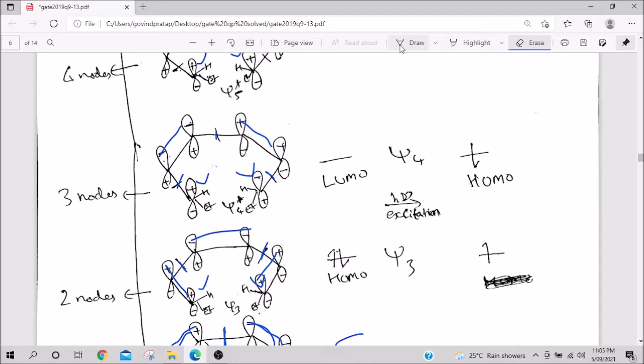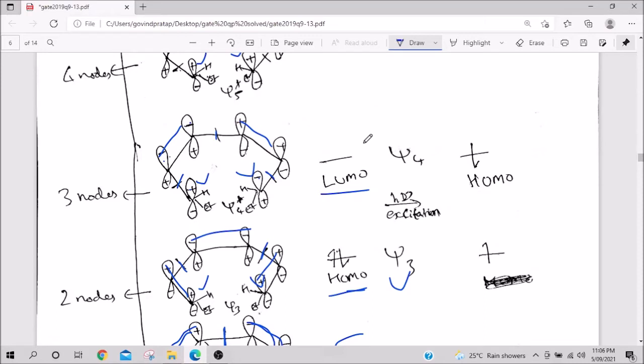HOMO means highest occupied molecular orbital. So, you see psi 1, psi 2 and psi 3 have electrons, so they are occupied molecular orbitals, HOMO. In them, which has the highest energy? Psi 3, fine. And then LUMO, LUMO means lowest unoccupied molecular orbital.